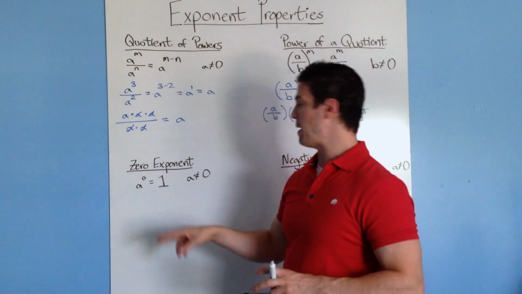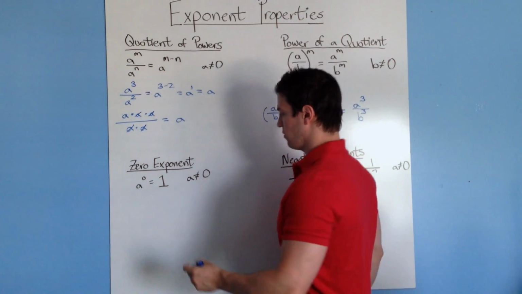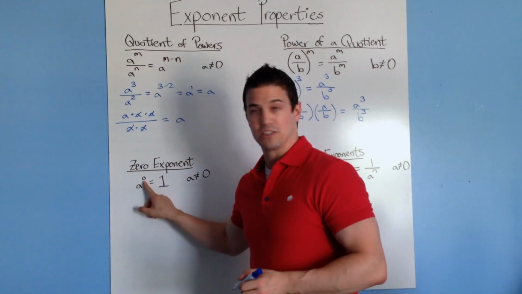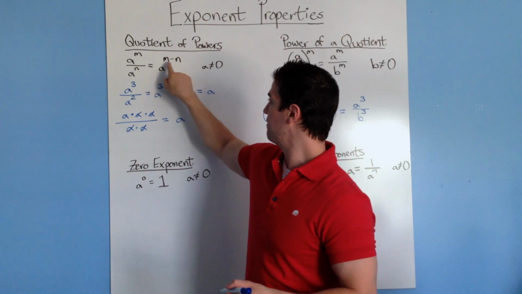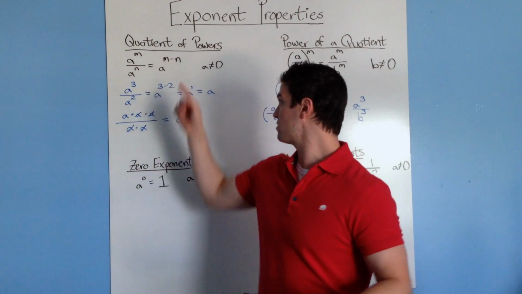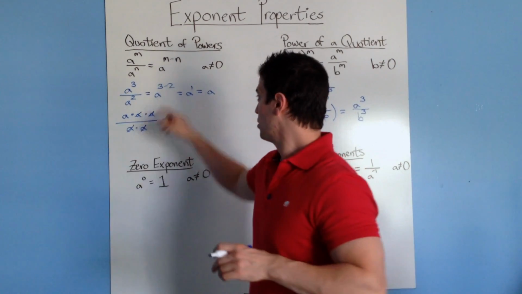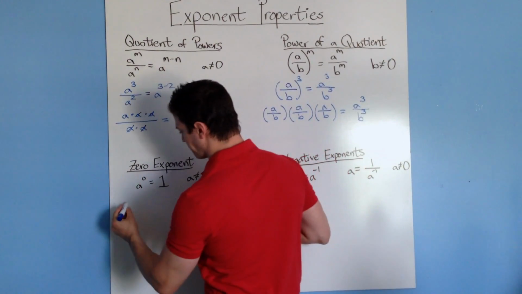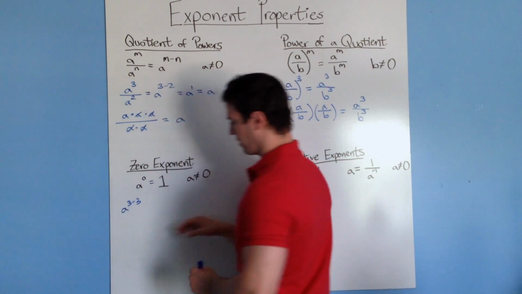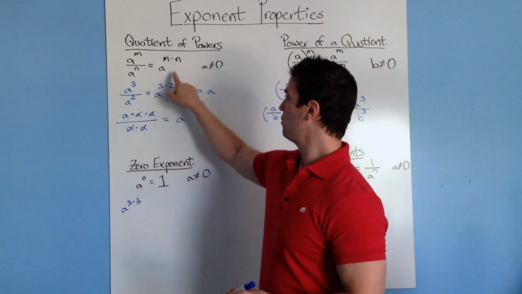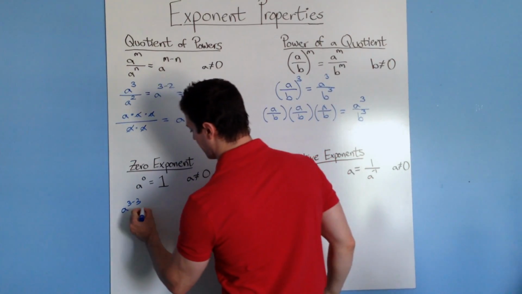Well, I'm actually going to use the quotient of powers to prove that any number besides 0 to the 0 power is 1. So for this exponent to be 0, that means that m minus n, m and n have to be the same number. If m and n are the same number, subtracted by each other would be 0. 3 minus 3, 2 minus 2, 100 minus 100, you'd always get 0. So what I'm going to do is do a to the 3 minus 3 power, which would be the same thing as saying a to the third divided by a to the third. So I'm going to do that.